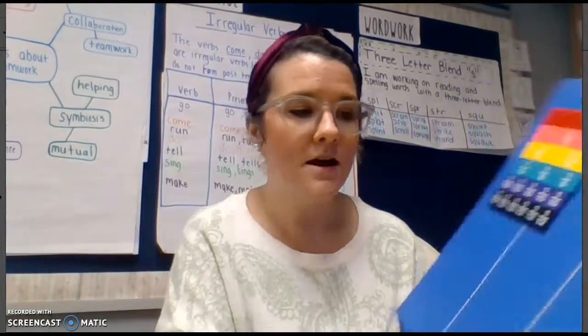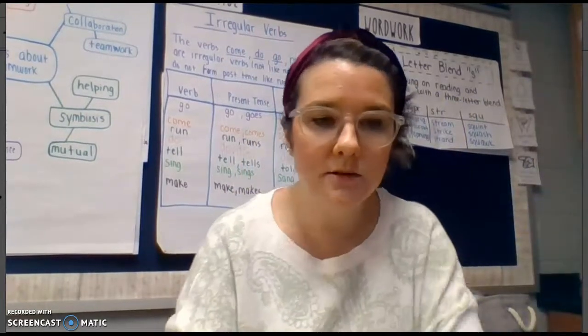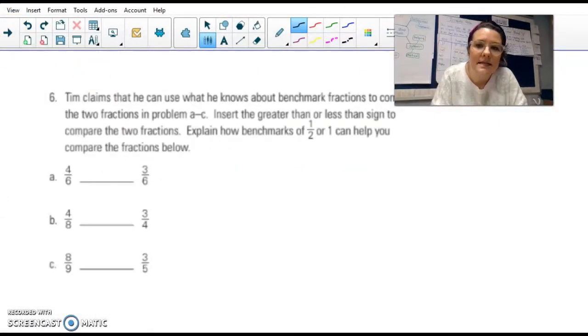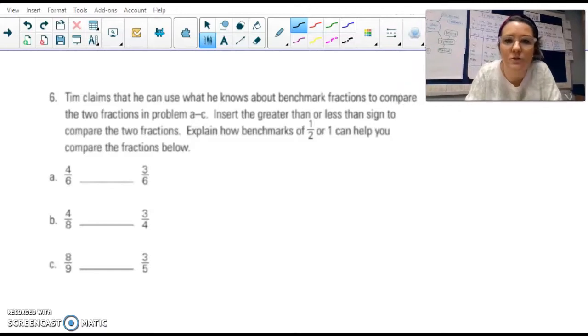All right, we're going to move on to the last question, and then we will be done with this task. All right, Tim claims that he can use what he knows about benchmark fractions to compare the two fractions in problems A through C. Insert the greater than or less than sign to compare the two fractions. Explain how benchmarks of 1/2 or 1 can help you compare the fractions below.